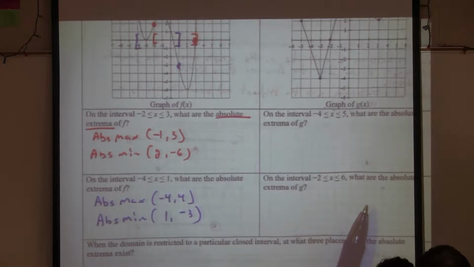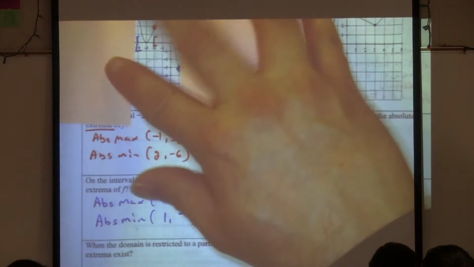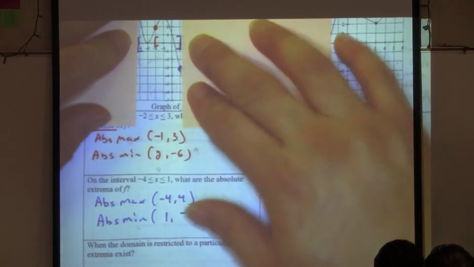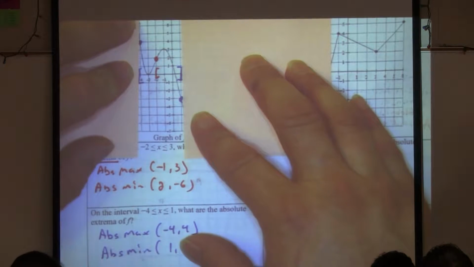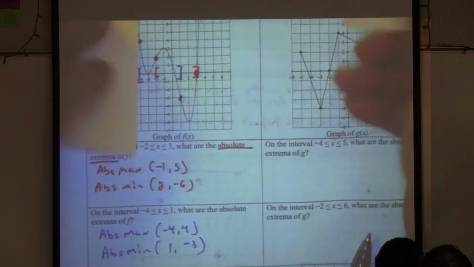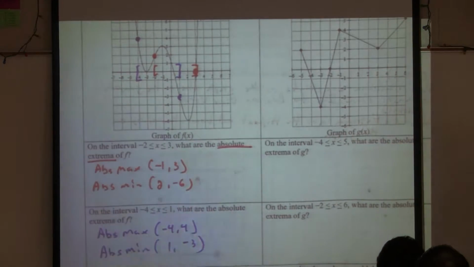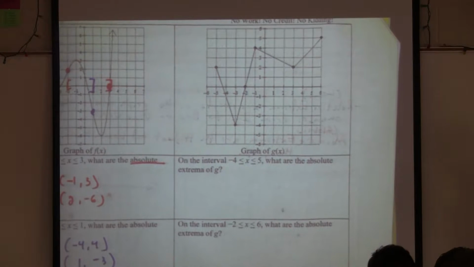It's like doing this, right? Looking at the graph from there to there. What's the highest point? What's the lowest point? Super easy? Maybe? I hope so. Try the next one. Look at between negative 4 and 5 and let's see if you can figure them out.